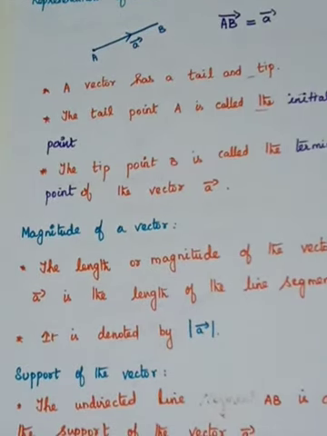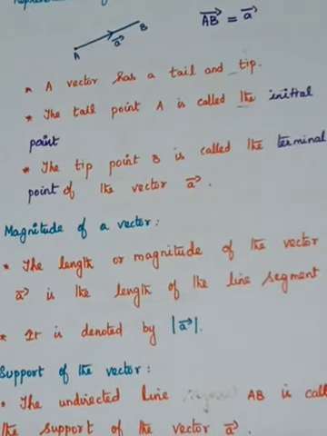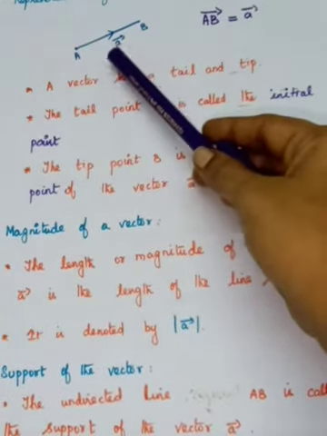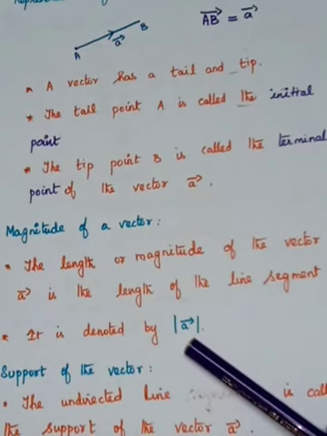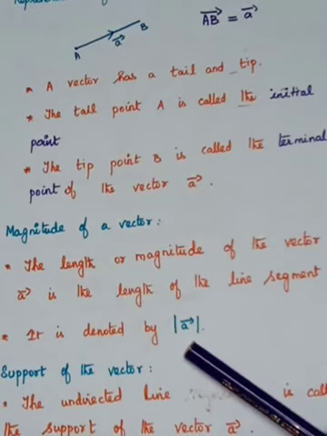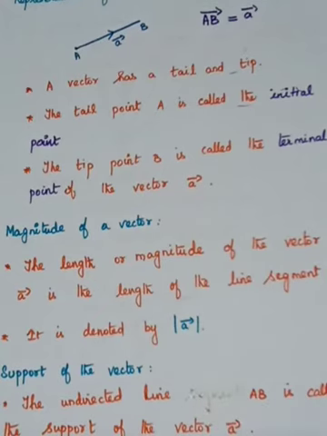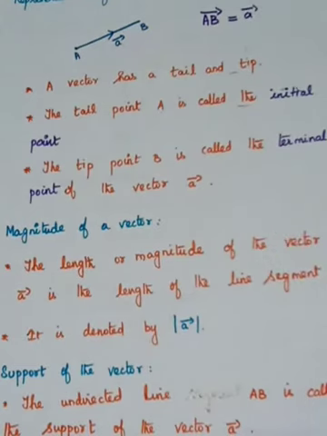So we have said the vector has both magnitude and direction. So first we are going to see what is the magnitude of a vector. Here you see in this vector a, the magnitude of vector a is denoted by this symbol. We can say modulus of vector a. That is nothing but the magnitude of vector a, or the magnitude of a vector is nothing but the length of the line segment. So the length of AB is the magnitude of the vector.